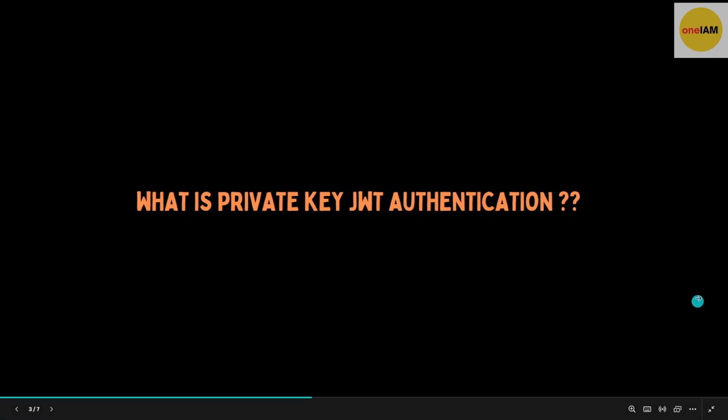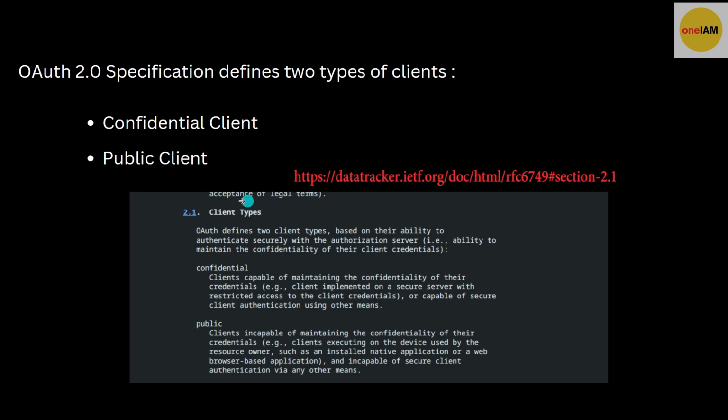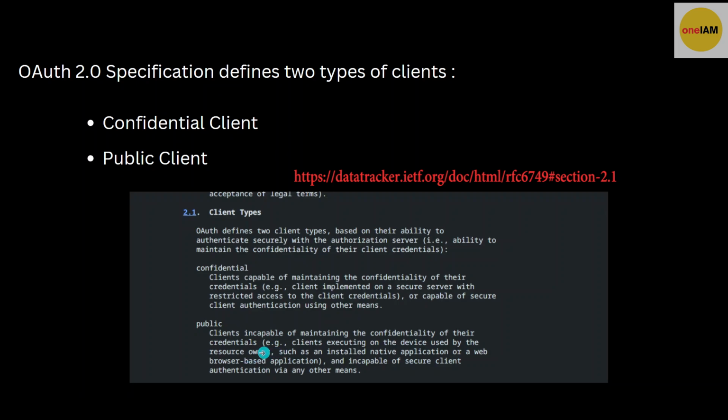So what is Private Key JWT authentication? Before jumping into that, let's look at the two types of clients specified by the OAuth2 specification: the confidential client and the public client. I took this screenshot from the OAuth2 specs itself. Confidential clients are the ones who are able to maintain their confidentiality, and public clients are incapable of that. For example, a mobile application. It's referring to this particular example, a client executing on a device used by the resource owner. This explains the mobile application scenario. Another example of a public client is a single page application.